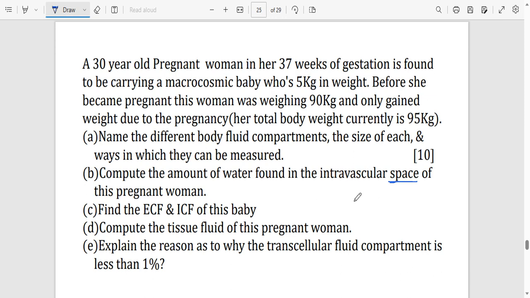If the question was saying plasma, we know that plasma adds up to 5% of the weight. But the fluid found inside the blood vessels is blood. It is 8% because we're also including the cells. So the intravascular space is different from just the intravascular fluid. For the intravascular fluid, you are just talking about the plasma itself, but for everything found in the intravascular space, you are also going to include the blood. So it is 8% of the weight. I thought that would be important to mention even before we answer this question.